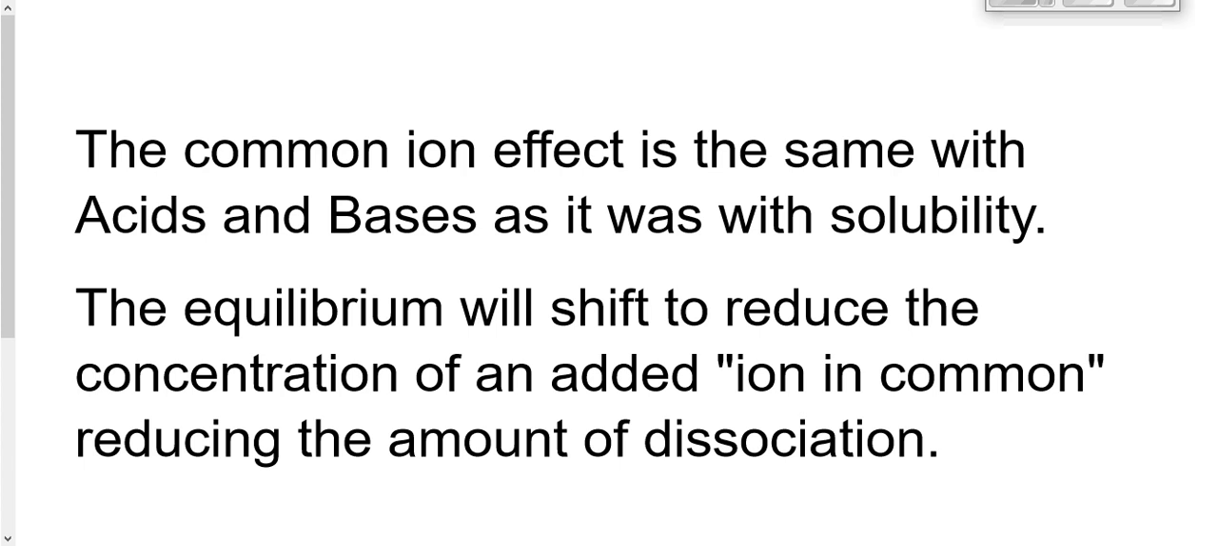The common ion effect is the same as it was in the solubility unit. When we add an ion in common, we'll get an equilibrium shift. It's going to shift to reduce the concentration of an added ion in common, and that will reduce the amount of dissociation. Whenever we add an ion in common to an acid-base system, it will shift the equilibrium and affect our pH.